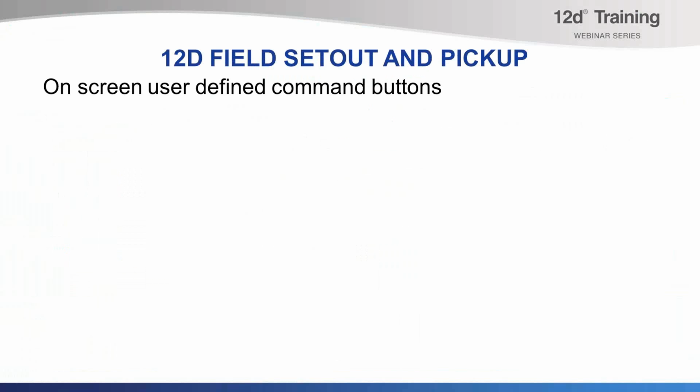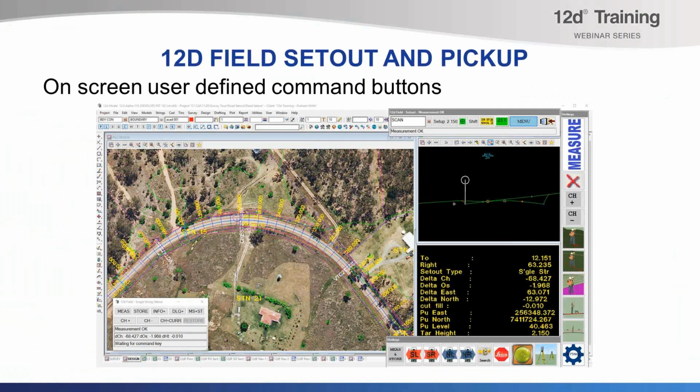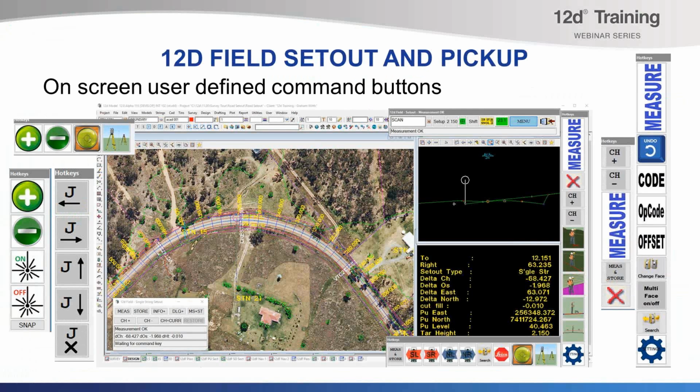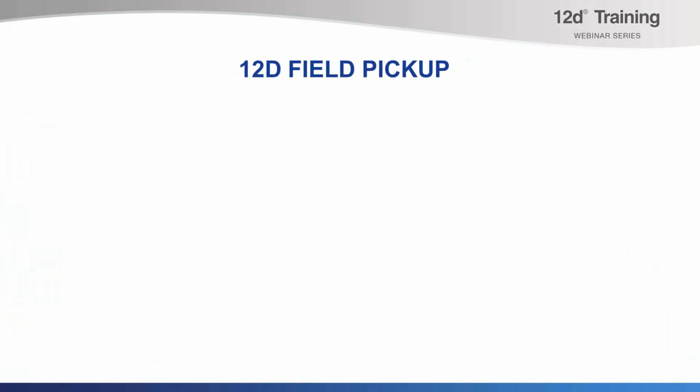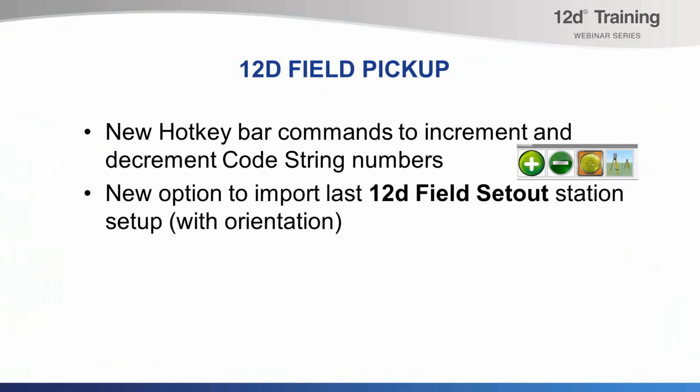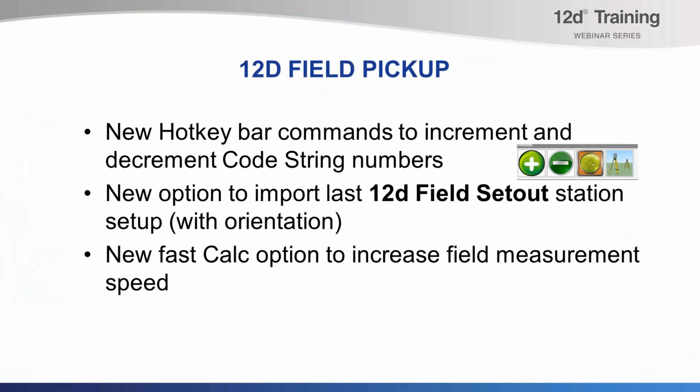This is an example of some of the newer buttons that have been put onto the 12D Field Setout and Pickup, and you can see we've got many different ways. There's actually in version 12 now the ability to have 4 hotkey bars, as we call them, on the screen, so you can actually surround the whole screen with them. In Pickup we've got the plus and minus button there for incrementing and decrementing your string numbers, which does improve things. And there's a new option to import the last 12D Field Setout station into 12D Field Pickup as well. And there's a fast calc option to increase your field measurement speed as well.